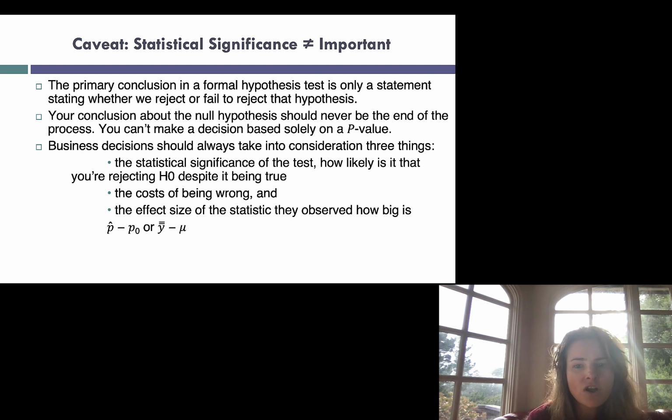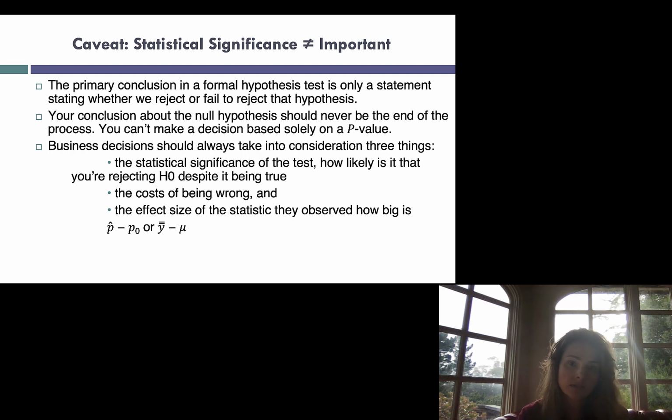Business decisions should always take into consideration 3 things. The statistical significance of the test, absolutely. How likely is it you're rejecting H0 despite its being true? But also the costs of being wrong, the costs of both those type 1 and type 2 errors, and the effect size of the statistic they observed, how big is it, how meaningful is it in reality. So with that, I hope you're armed to make good decisions using data, not sort of blind decisions using data. Go forth and make good decisions.